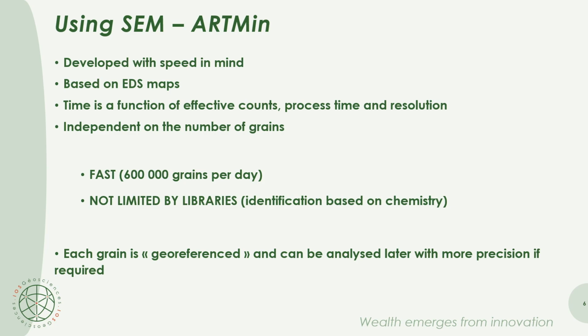So it's fast. You can work the numbers like you want, but we were able to count and, more importantly, identify about 600,000 grains a day. And it's not limited by library, and I'll show you why. The nice thing is each grain is georeferenced on the mount, so you can take that grain and reassay it or take it to the ICP-MS for more detailed trace chemistry. So you can take that from one machine to another to get more detail.